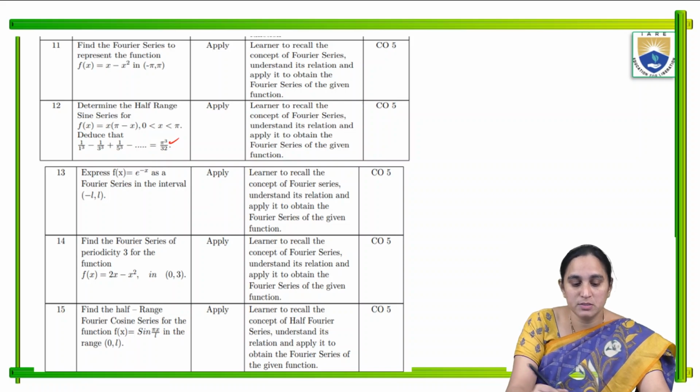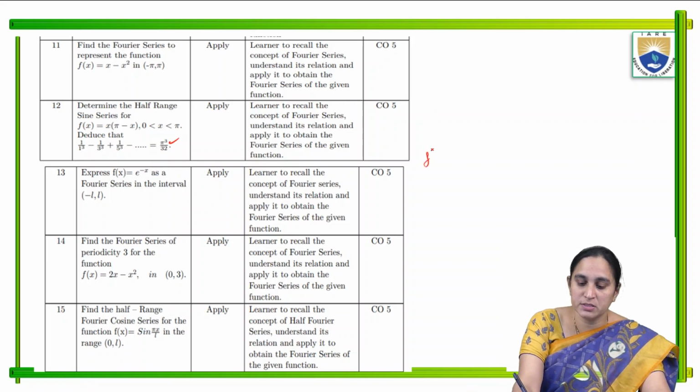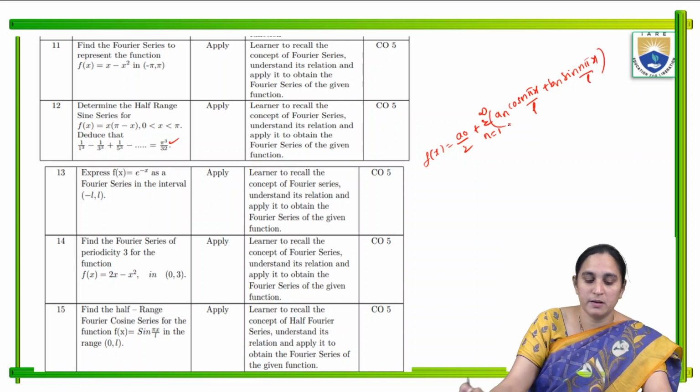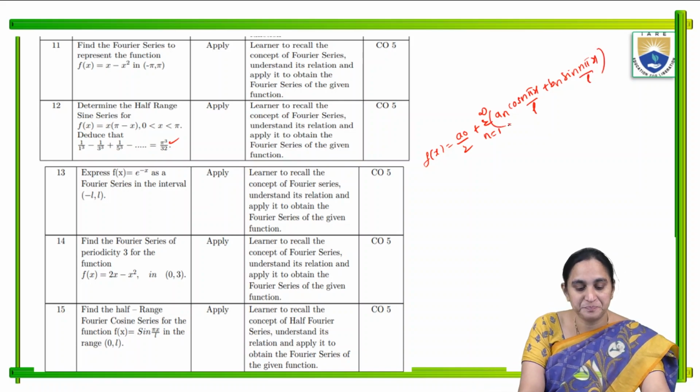Okay, for that case, what about the formula for that? F of x is equal to a naught by 2 plus sigma n is equal to 1 to infinity an cos n pi x by L plus bn sin n pi x by L. Okay, this is the formula. Okay, from that formula, f of x is from that formula.